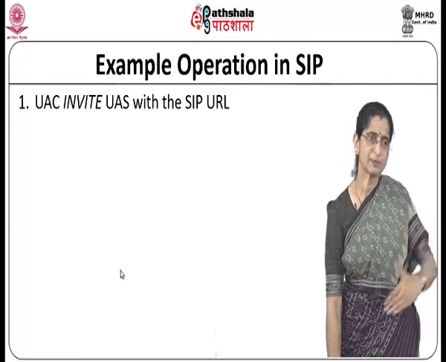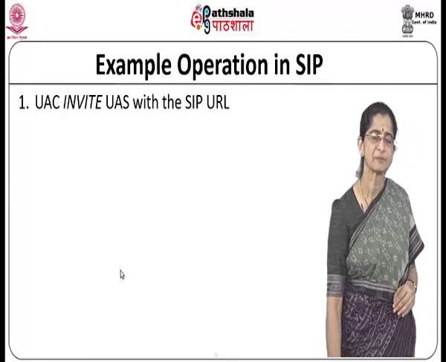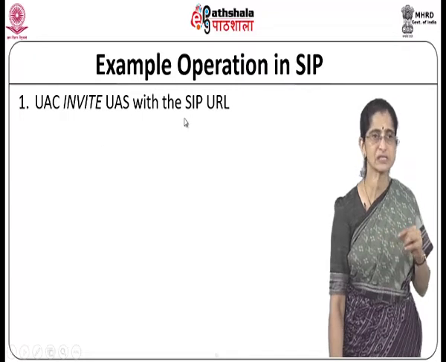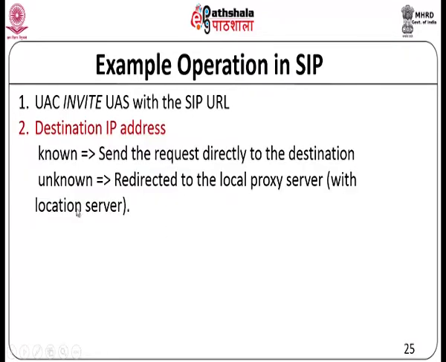An example operation in SIP would go like this. The user's client will invite the server with a SIP URL, and it will specify the destination IP address. The destination IP address may be known or it may be unknown.